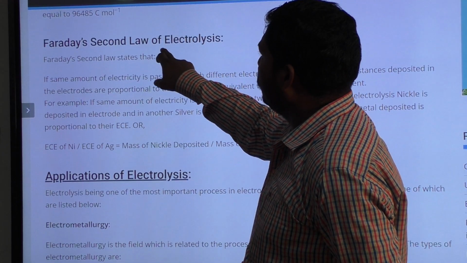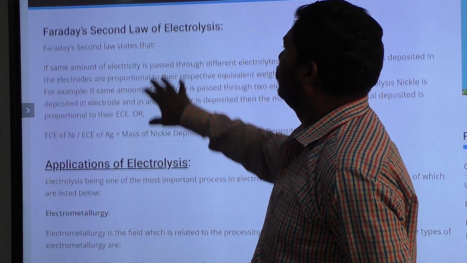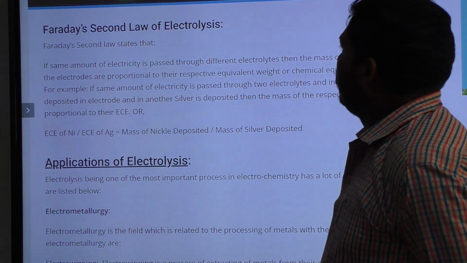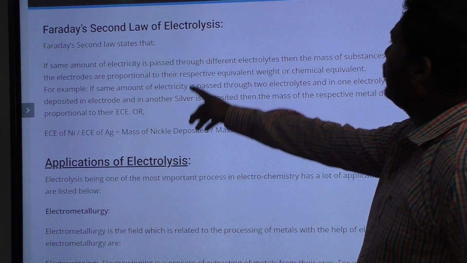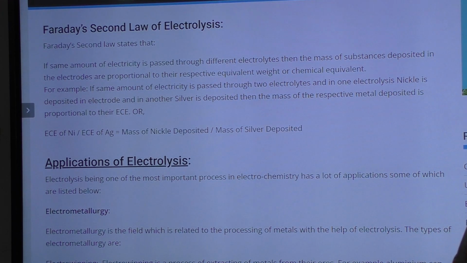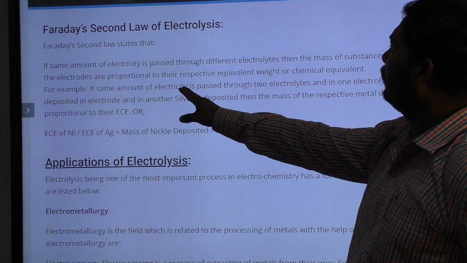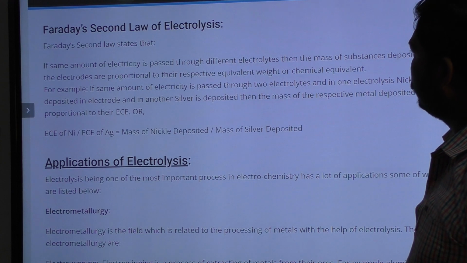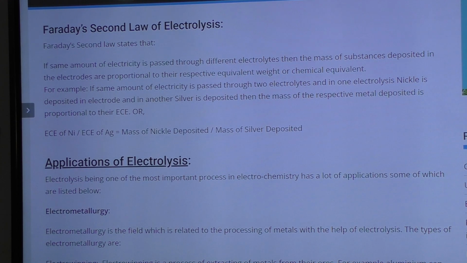Now, let us discuss Faraday's second law of electrolysis. It states that if the same amount of electricity is passed through different electrolytes, then the masses of substances deposited at the electrodes are proportional to their respective equivalent weight or chemical equivalent.